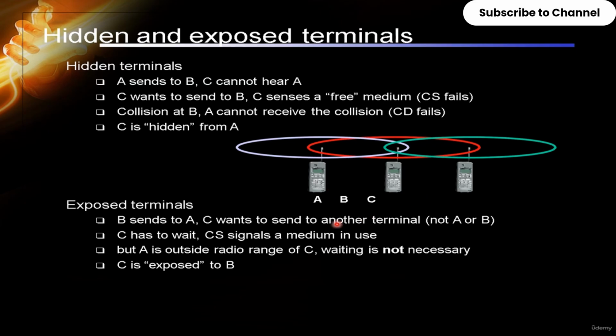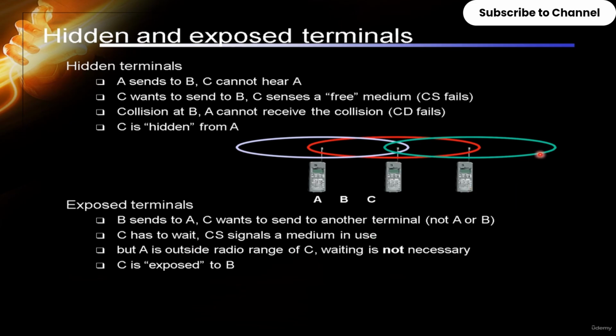Next is the exposed terminal problem. Assume a scenario where B wants to send to A and C wants to send to another terminal which is not in the range of A or B. C has to wait because the signal it senses shows the medium is in use, but the destination is outside of the range of A. Even though they are not in range, waiting is unnecessary for C. This means that C is exposed to B because A and B are communicating with each other. So unnecessarily C needs to wait.